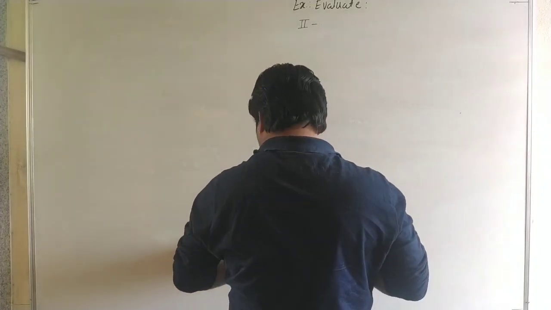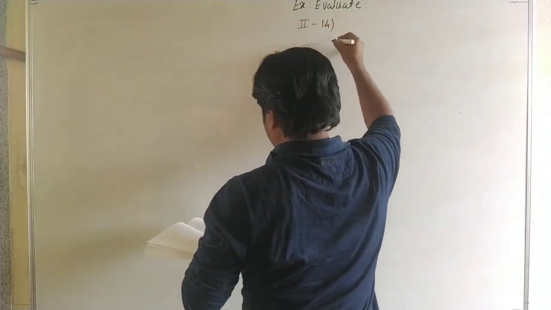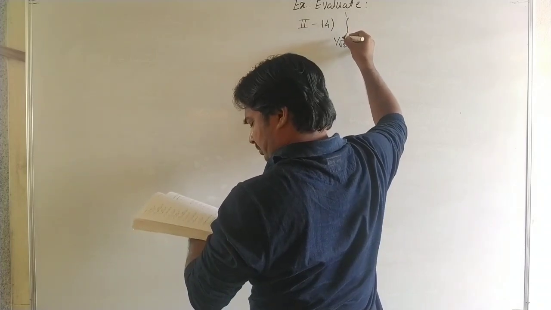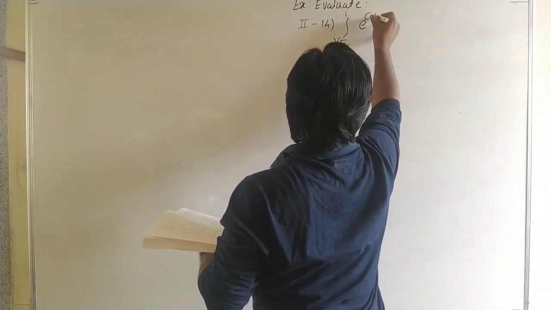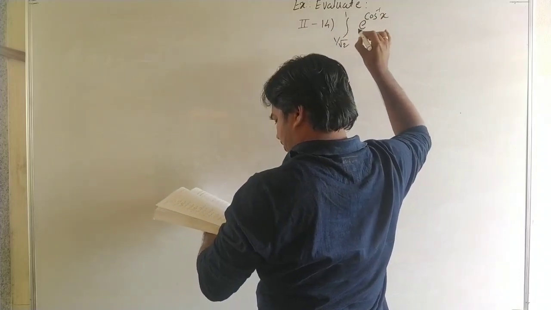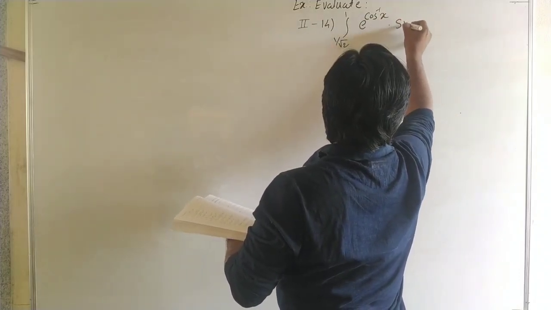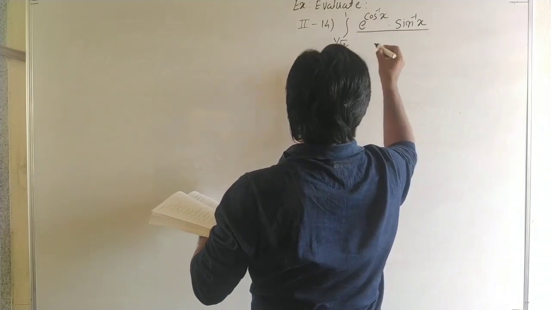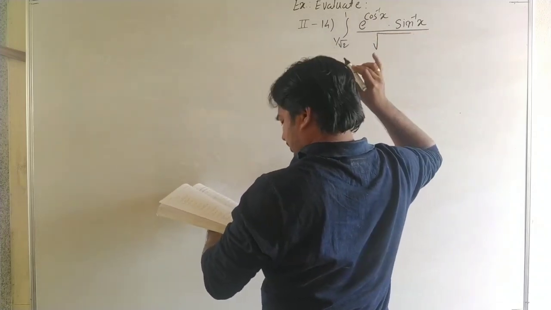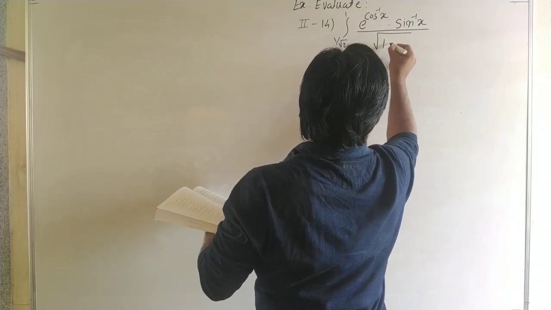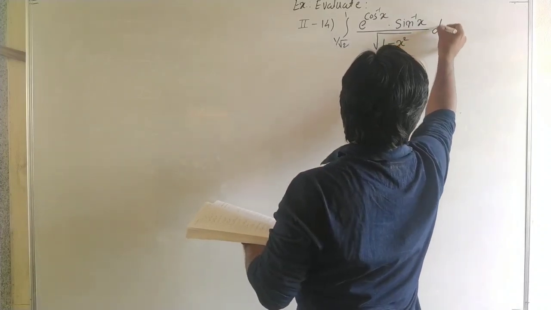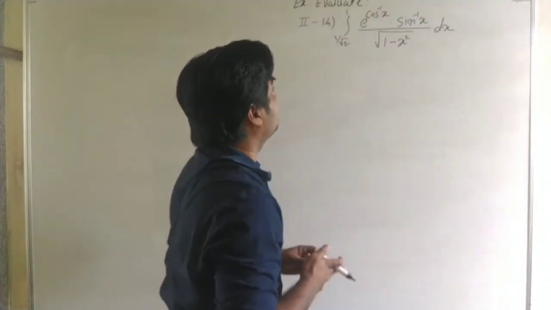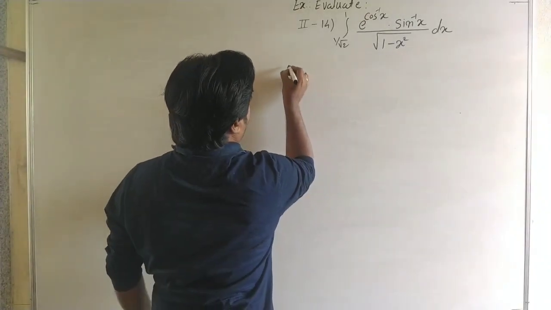Then example number 14: integral from 1 by root 2 to 1 of e raised to cos inverse x into sin inverse x upon under root of 1 minus x square dx. Okay, now here, example number 14.